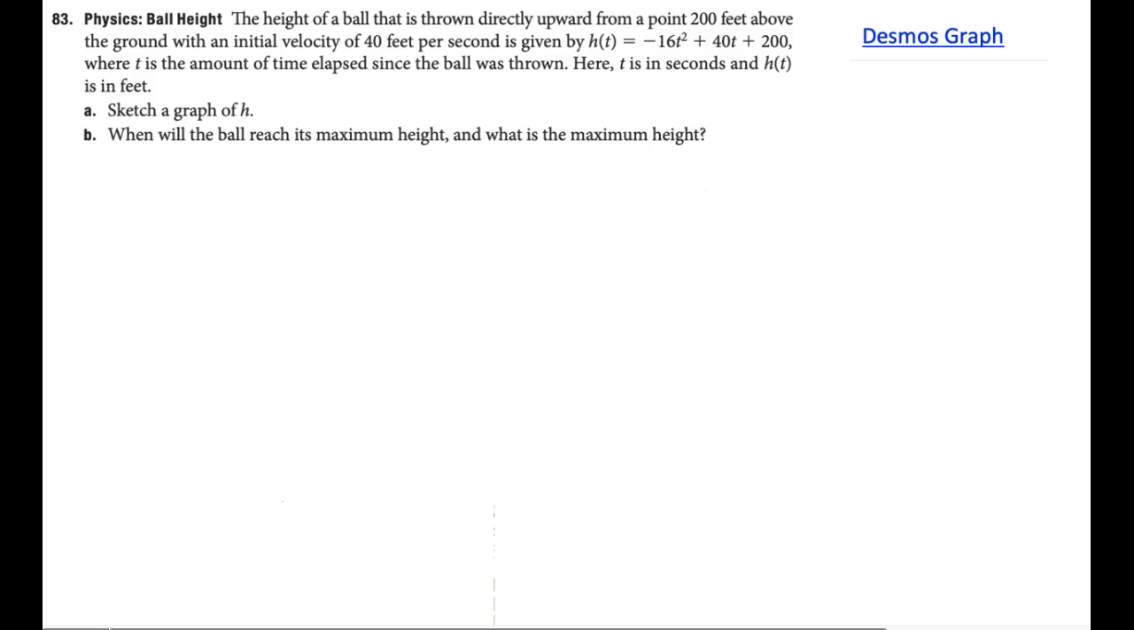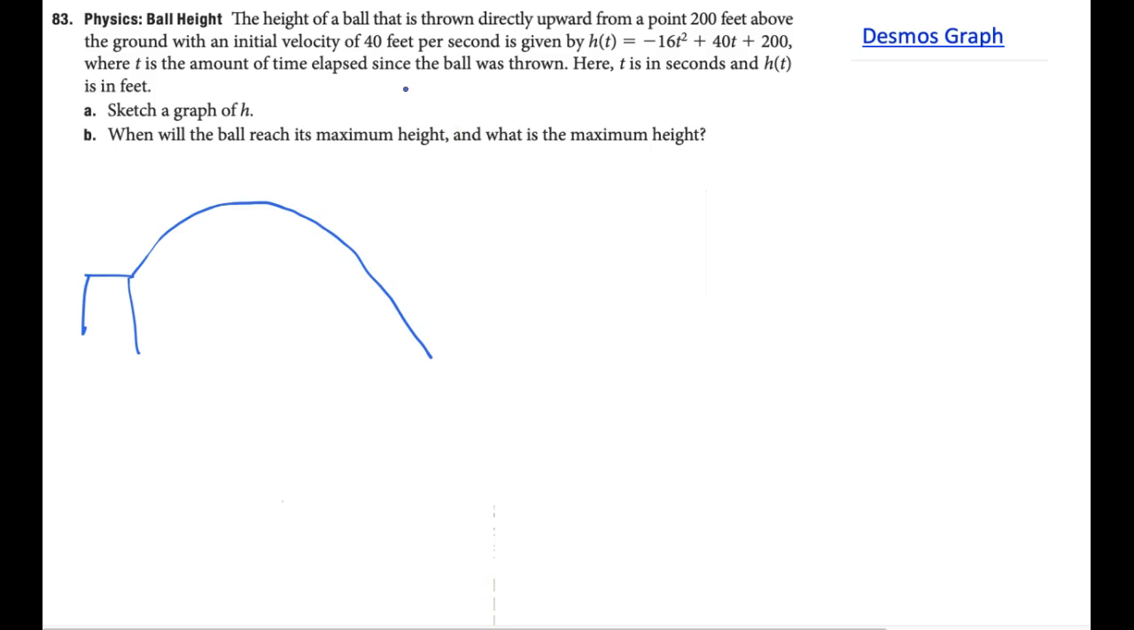Okay, so the next problem we have here is number 83. It's a physics problem, and it has to do with a thrown ball and its height with respect to time. This is a very common kind of problem because anything that moves through the air usually moves in the shape of a parabola because of gravity. So in this situation, it says the height of a ball that's thrown directly upward from a point 200 feet above the ground. Somebody must be standing on top of a building or something, and they throw this ball, and then it goes down. So you end up with that shape, basically.